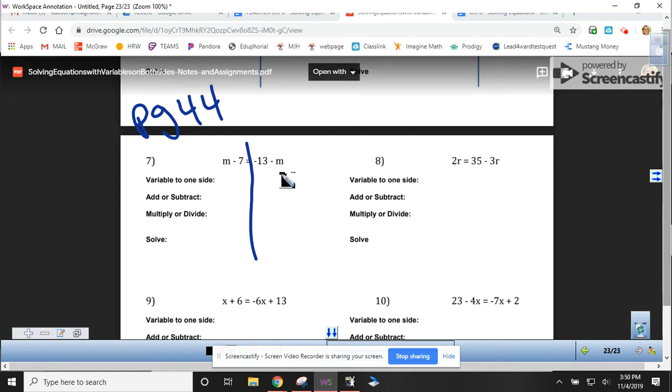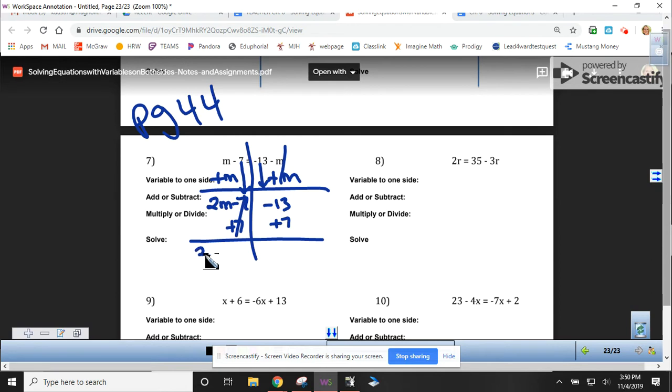So since negative 1 is less than positive 1, I'm going to move this over by doing the opposite and adding my 1m to each side. That cancels out. I've got 1m plus 1m is 2m. Bring down this negative 7. This is negative 13. So now I need to move this negative 7 over by doing the opposite and adding 7 to each side.